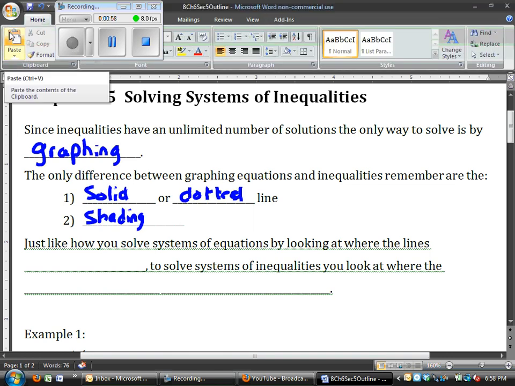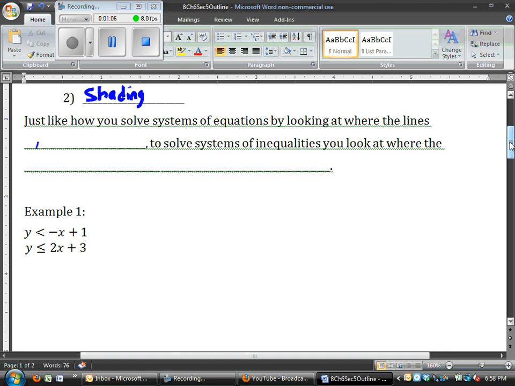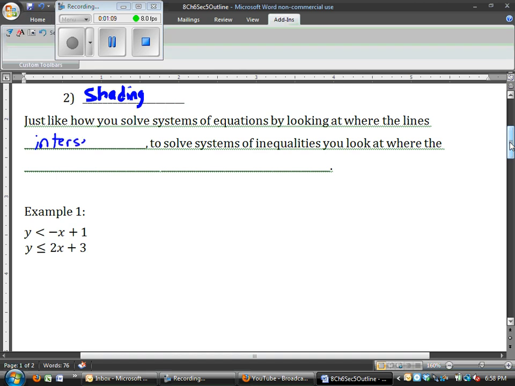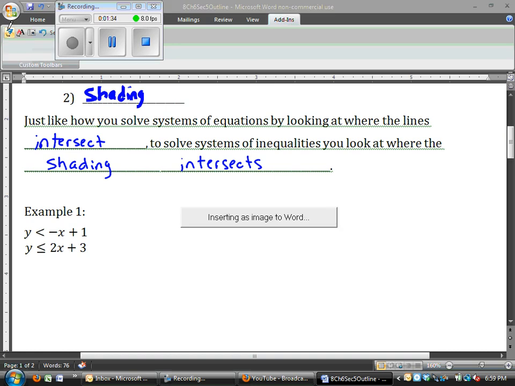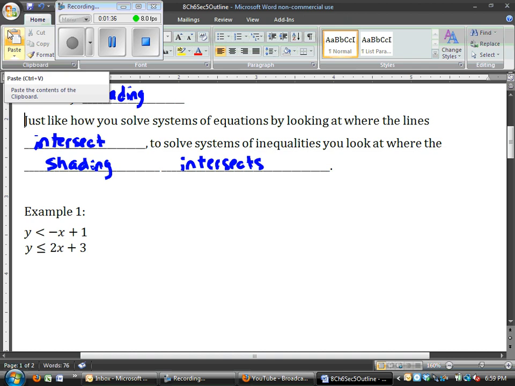So, just like how we had to solve systems of equations by looking at where the lines intersect, to solve systems of inequalities, we look at where the shading intersects. Remember in section 1, we just circled where those 2 lines intersected, and that's where our solution was. If they didn't intersect, there was no solution. Or if they were the same line, it was infinite solutions. The same kind of things are going to happen here with inequalities, except we're going to look at what happens to the shading, not just the lines.